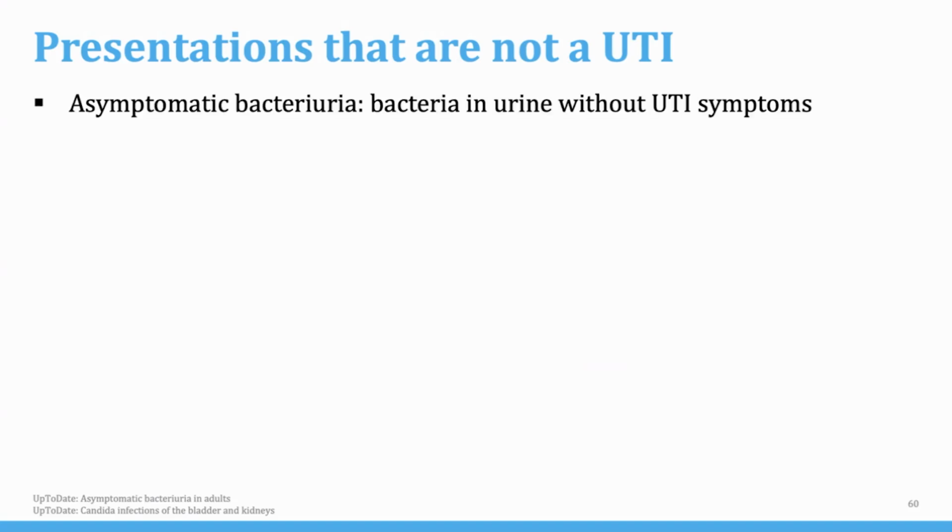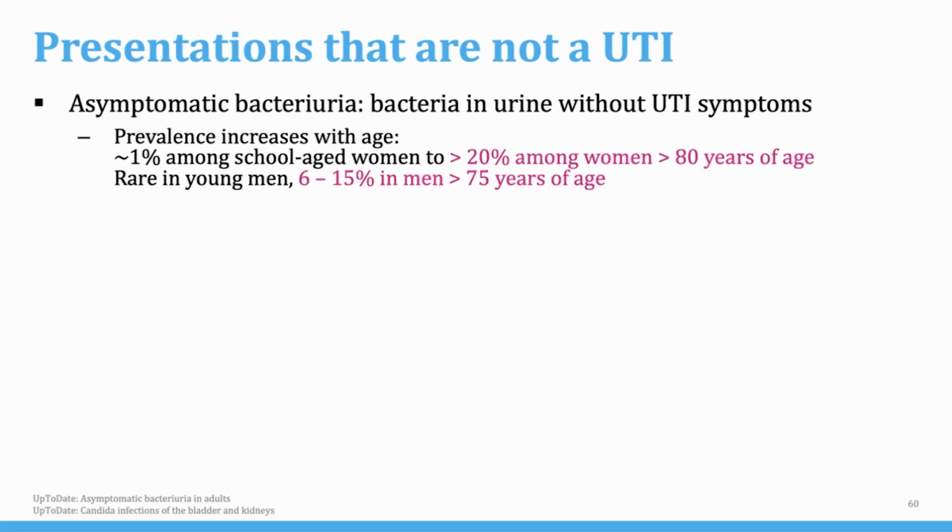So one is asymptomatic bacteriuria. This refers to bacteria that's found in the urine, but the patient does not have any UTI symptoms. This does not require antimicrobial treatment. It's particularly prevalent in the elderly population. Some studies cite at least 20% of women over 80 having asymptomatic bacteriuria, and up to 15% of men over 75 also having the same issue.